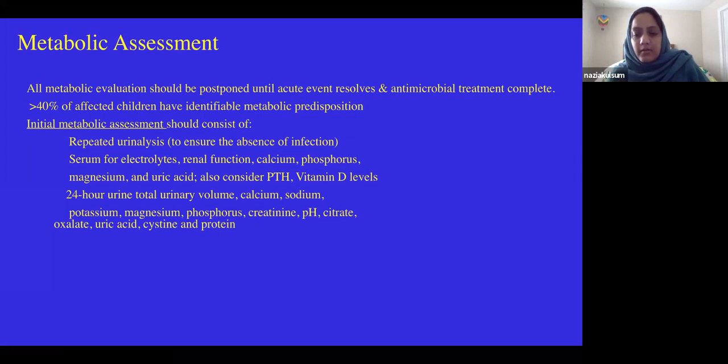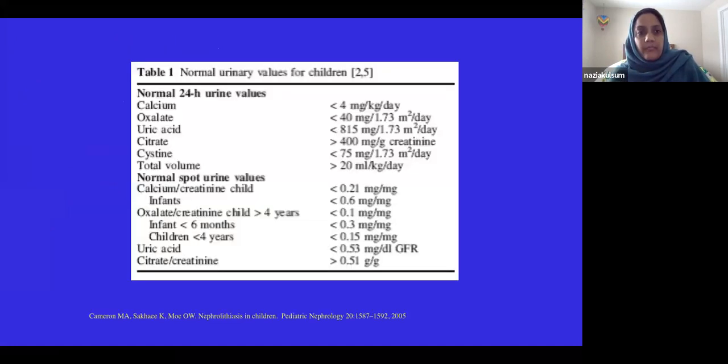And here in America, we use a lab called Litholink, and that lab is really amazing. They actually do all the supersaturation calculations for us, and tell us exactly what the patient's diet is, what is contributing to the kidney stones, and what things need to be changed. So these are the normal values again for different urine 24-hour studies.